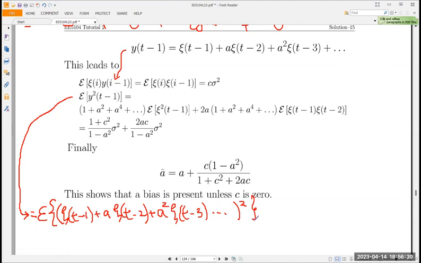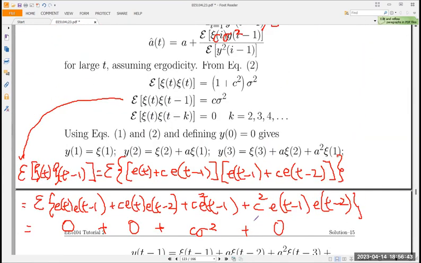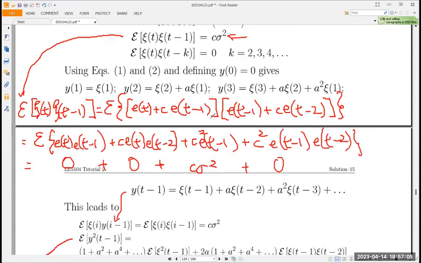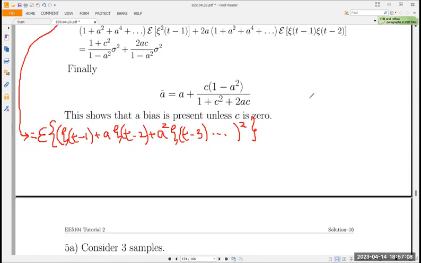Then you just work hard and multiply this out. Then go and find the expectation of this times this. As long as it's a square, you will get this one here. If the indices differ by 1, you get this one. If the index differs by more than 1, you get 0. So we just multiply out a bit to see the pattern.